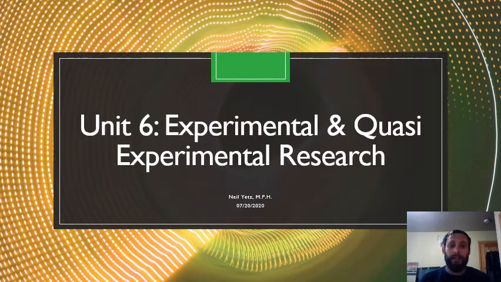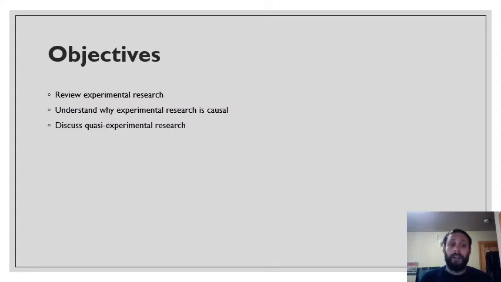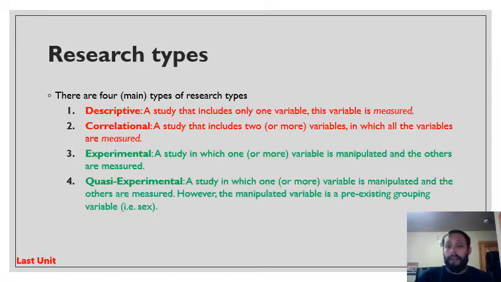We're on Unit 6, Experimental and Quasi-Experimental Research. This will be a continuation from correlational research. Our objectives for today: we're going to be reviewing experimental research, understanding why experimental research can be considered causal at times, and discussing quasi-experimental research as well. As I stated in the previous slide, we're continuing off from correlational research and talking about experimental and quasi-experimental research today.